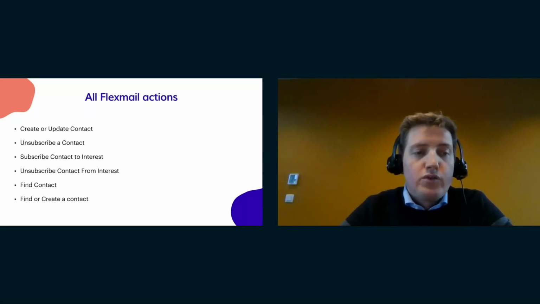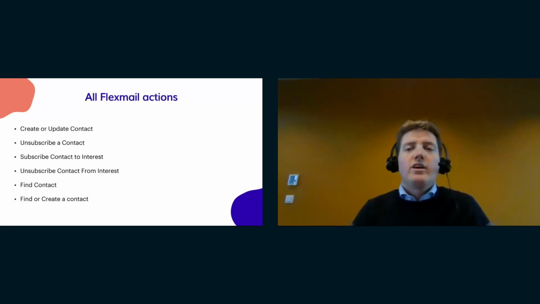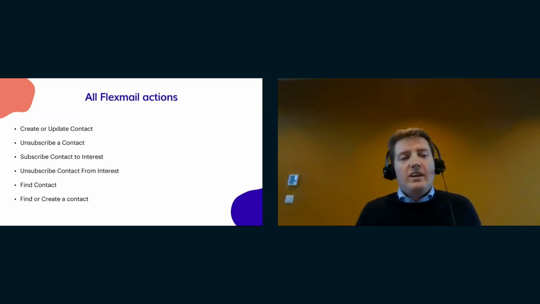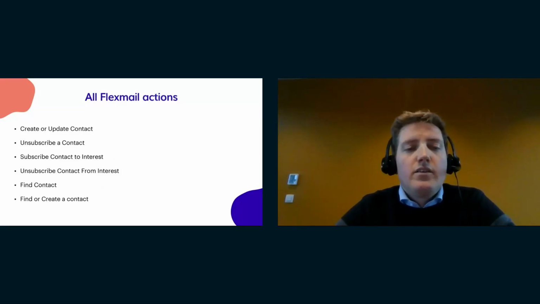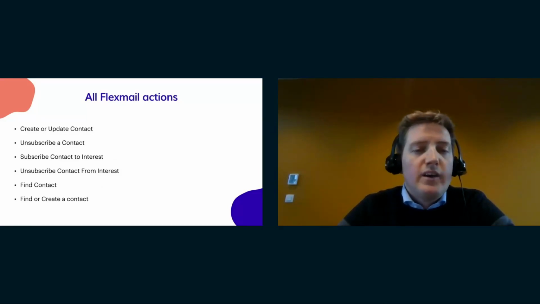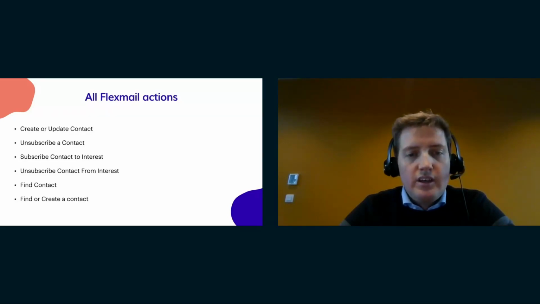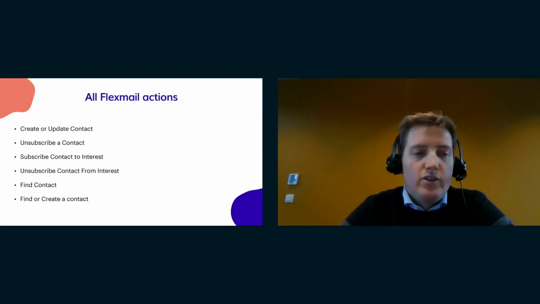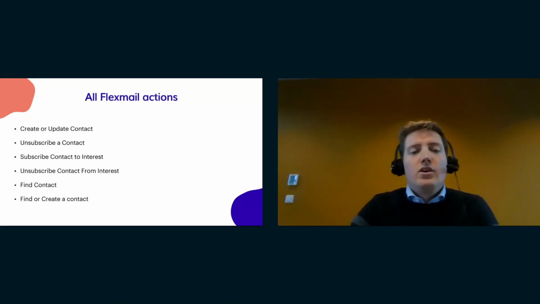Then there is the option to find a contact. This one may be a bit confusing in terms of what it does exactly, but the idea is that it's useful for conditional parameters when you need to make sure that a contact already exists or not. The find or create a contact is the same. You can check if a contact exists, but in the case that the contact does not yet exist, it will be created so that you are not trying to do some action with a contact that's non-existent.